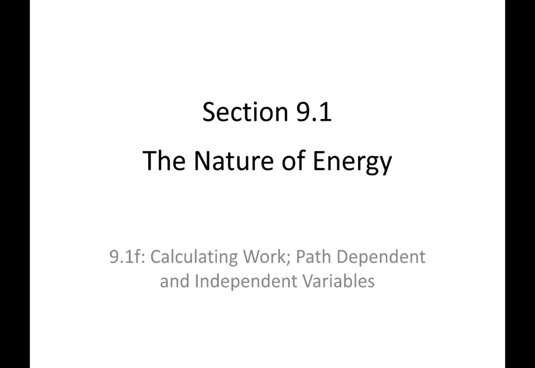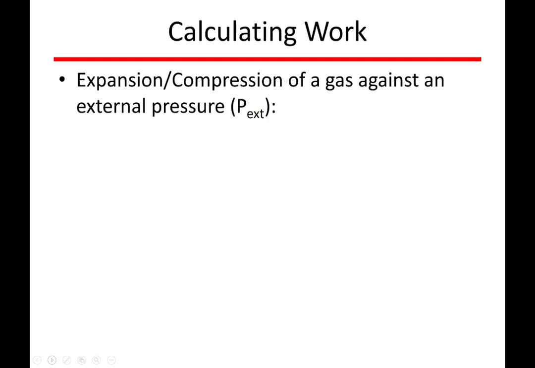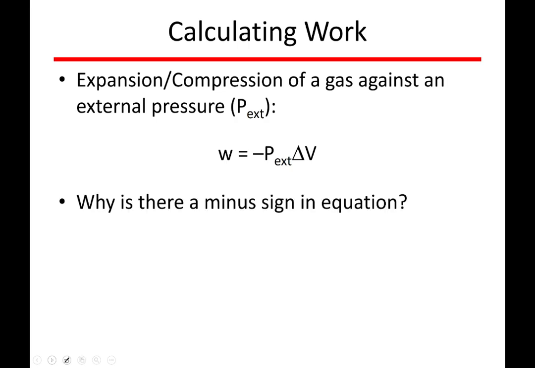Now let's talk about how we can calculate work and also introduce the concept of path-dependent and independent variables. If we wanted to calculate work for a process where you have the expansion or a compression of a gas against some external pressure, we would use the following equation. Work is equal to negative P external, that's our external pressure, times the change in volume. It's beneficial for us to think about why there's a minus sign in this equation.